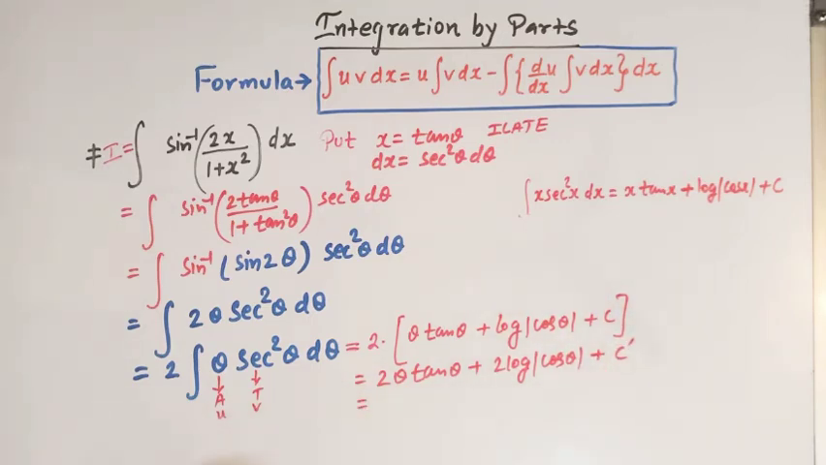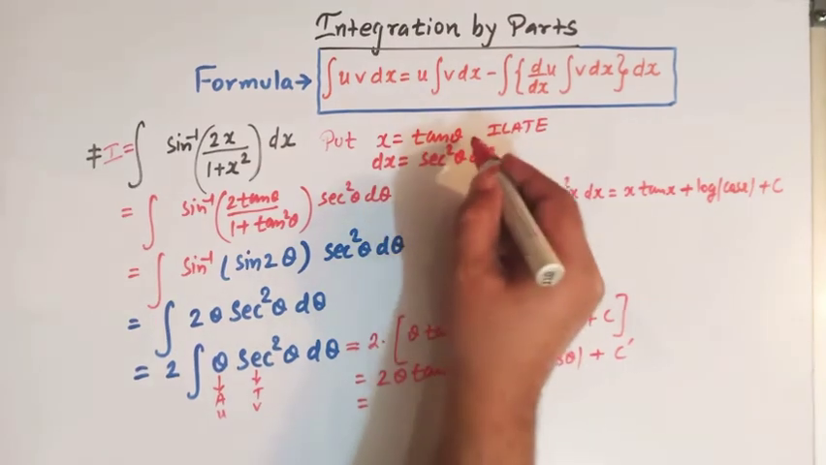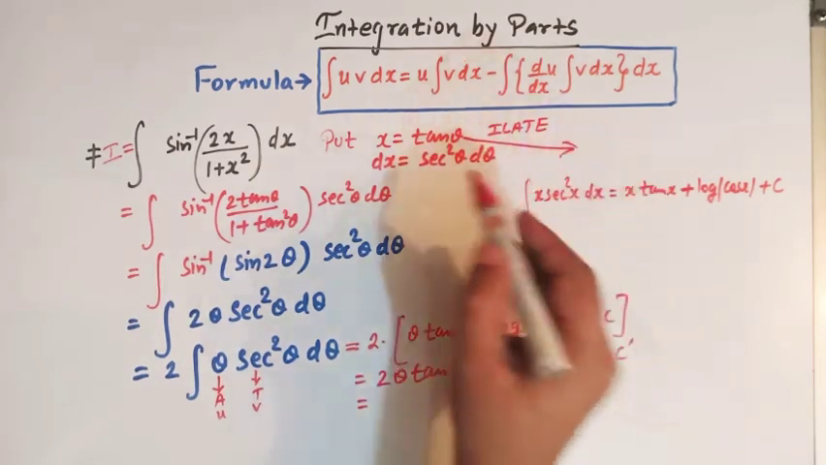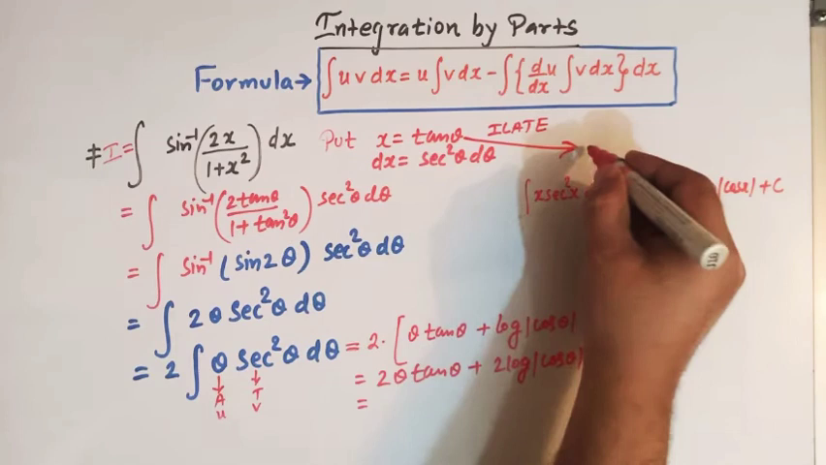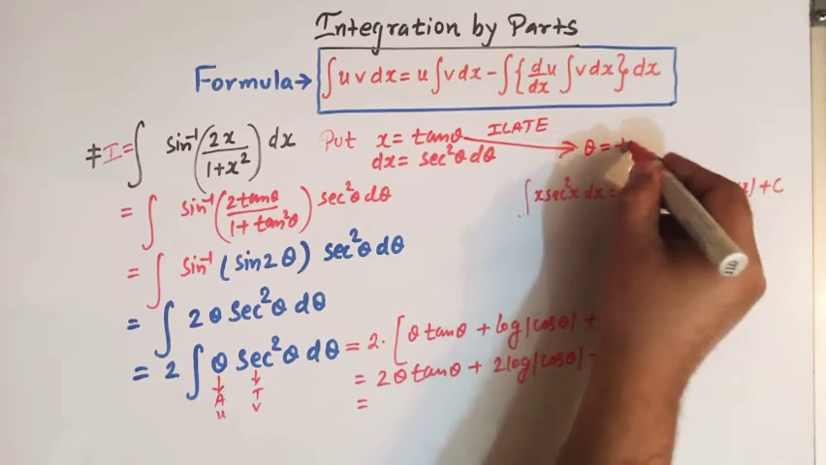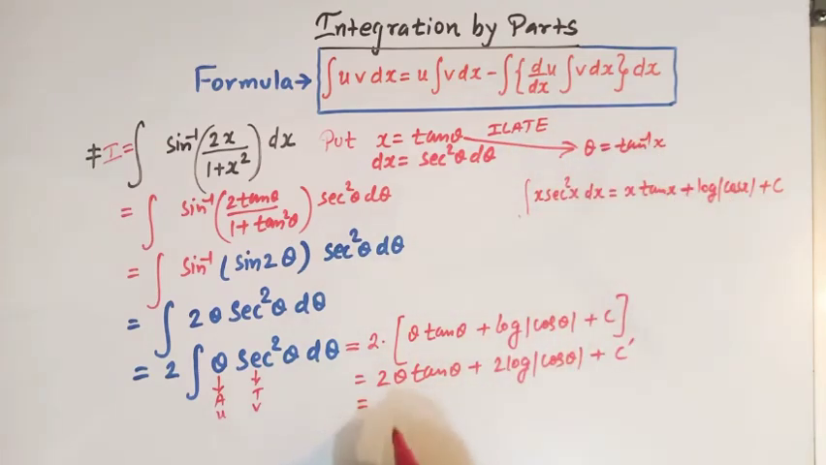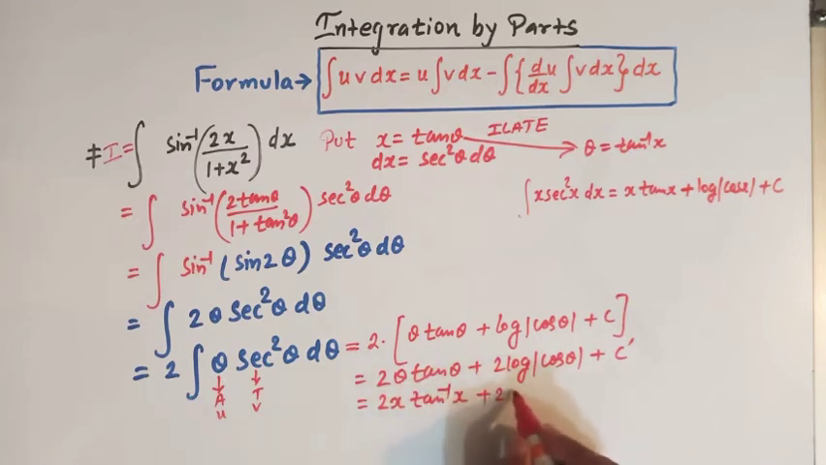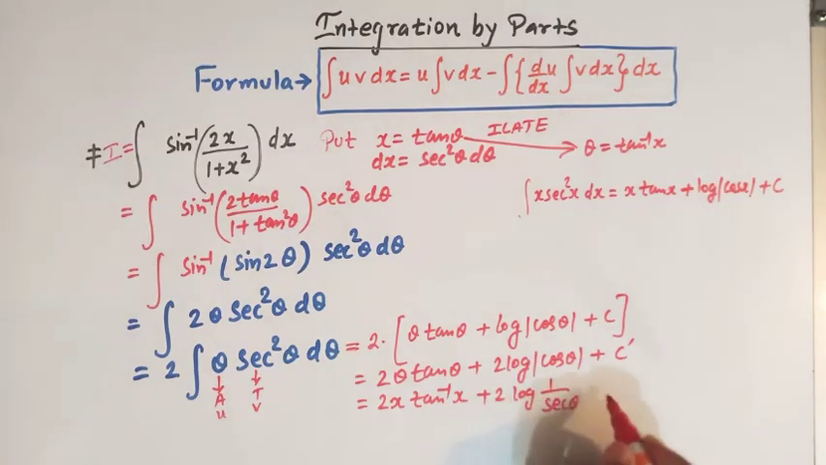Now from x equal to tan theta, theta is tan inverse of x. So we have 2 times tan theta, which is x, so we have 2x tan inverse x, plus 2 log of 1 over sec theta, plus c prime.